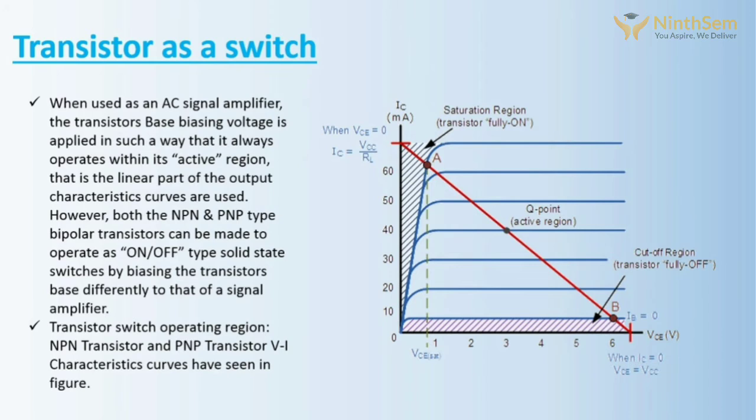When we rapidly increase the IB value from 1, 2, 3, 4 and so on, the IC current at the output side gradually increases. That curve we can see over here, and we refer to it as the saturation region. At that time the transistor is fully on. Let me explain each and every part of the region.